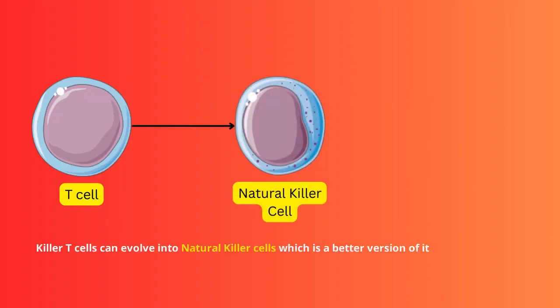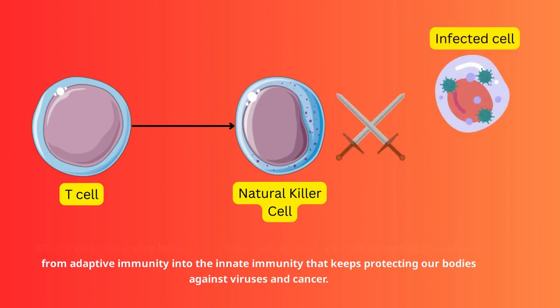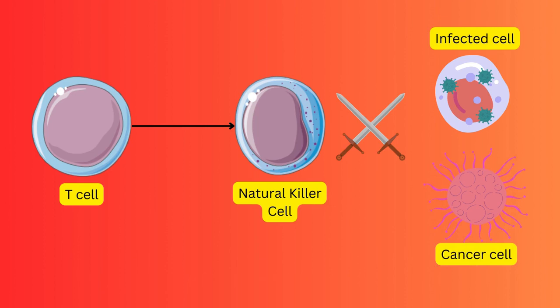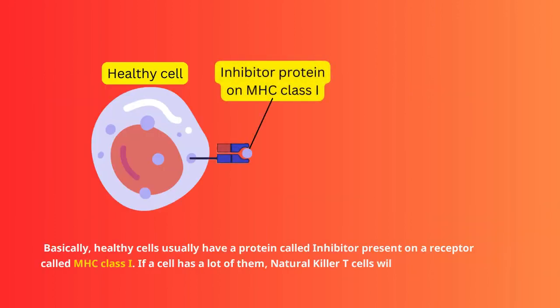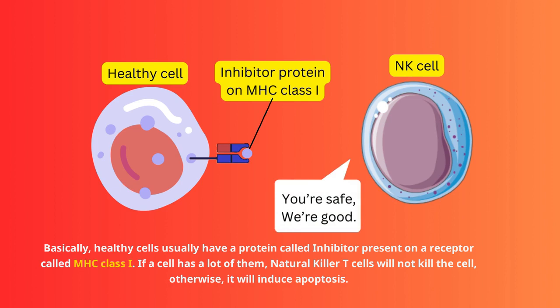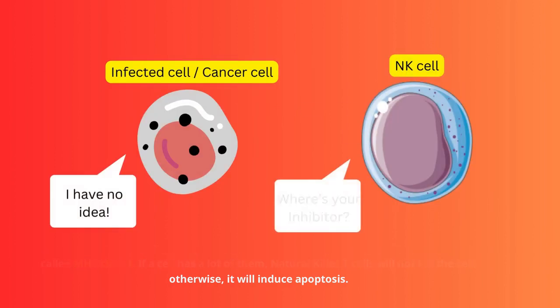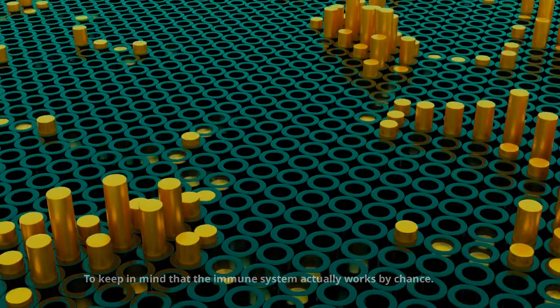Killer T cells can evolve into natural killer cells, which is a better version of it, and leave from adaptive immunity into the innate immunity that keeps protecting our bodies against viruses and cancer. They can efficiently kill infected cells or cancerous cells without being specific with antigens. Basically, healthy cells usually have a protein called inhibitor present on a receptor called MHC class I. If a cell has a lot of them, natural killer T cells will not kill the cell, otherwise, it will induce apoptosis.